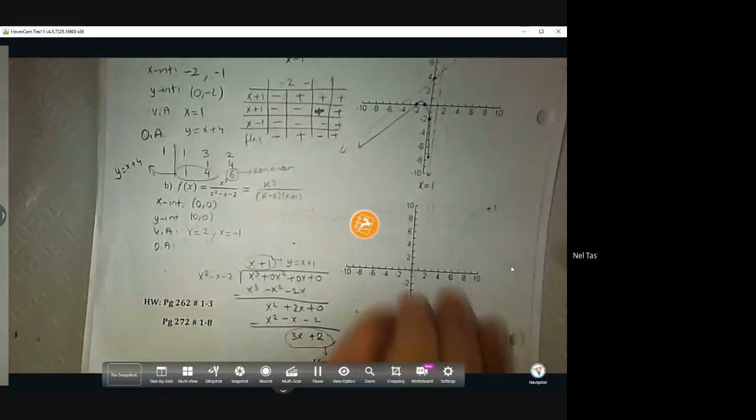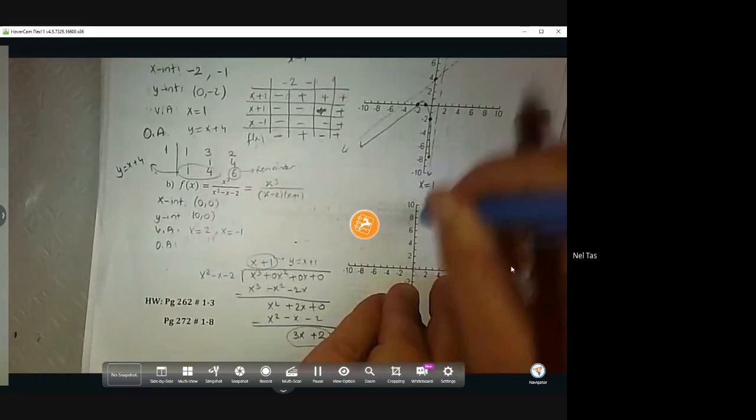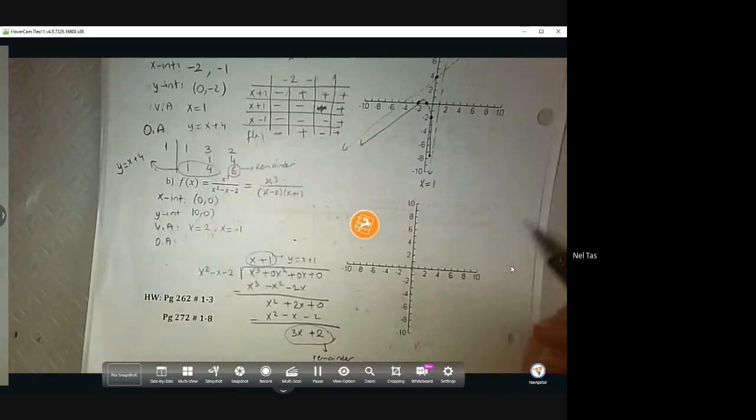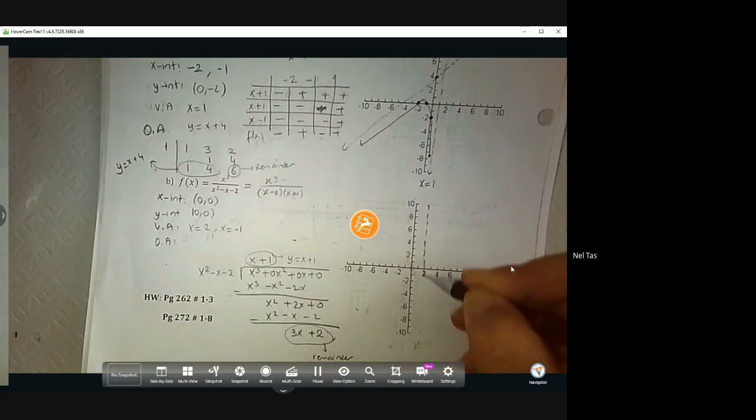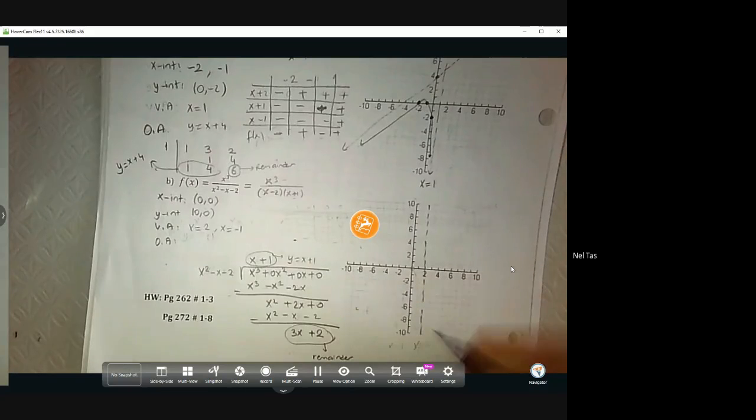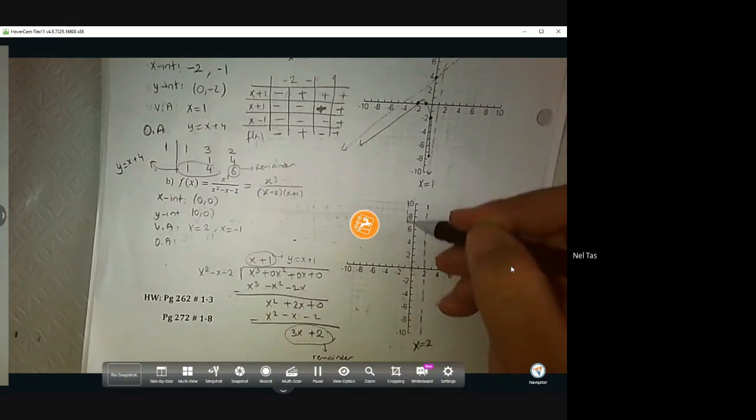Okay, let's sketch that. Okay, so vertical asymptote at x equals 2. At x equals negative 1.